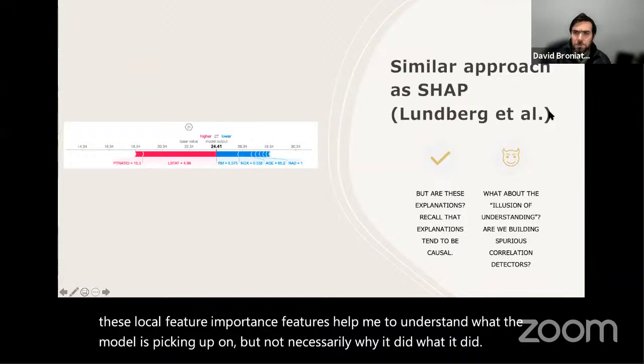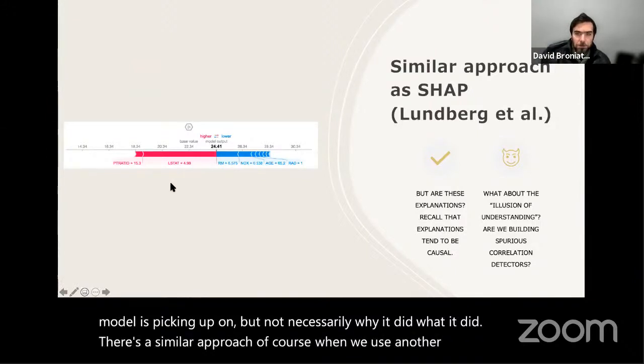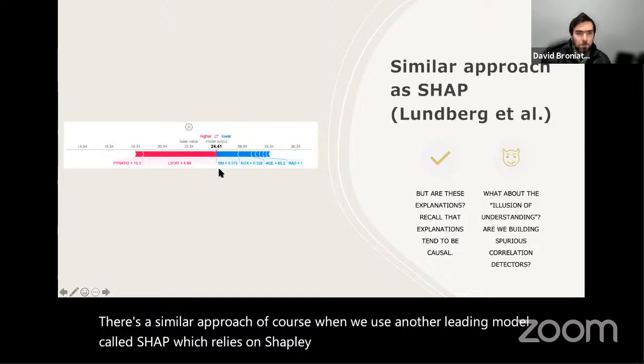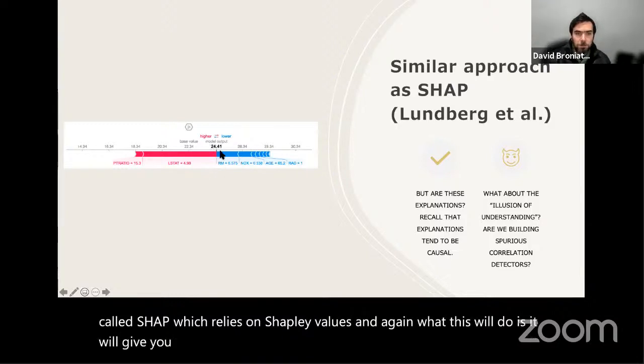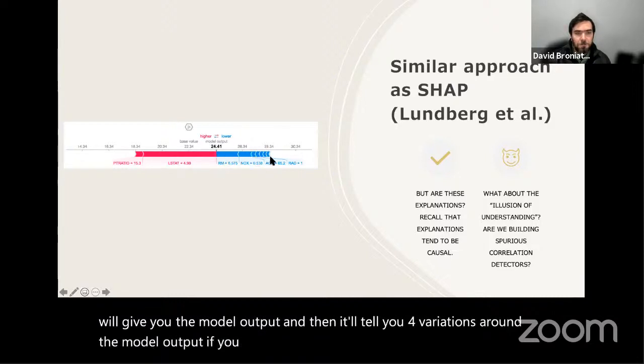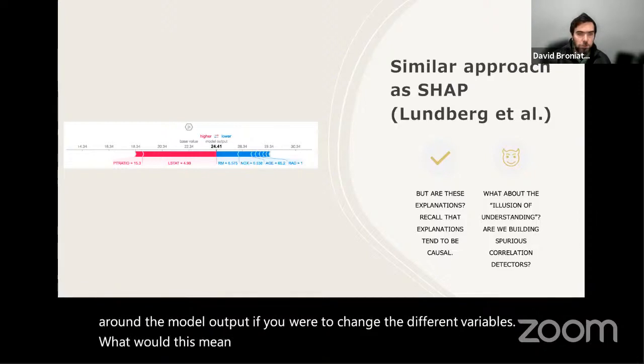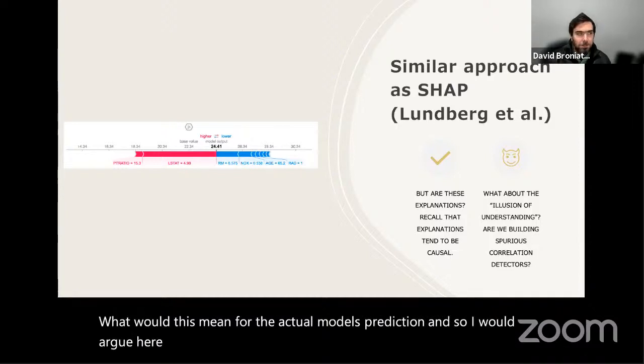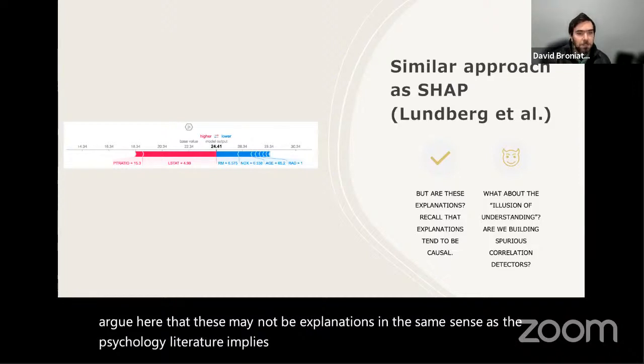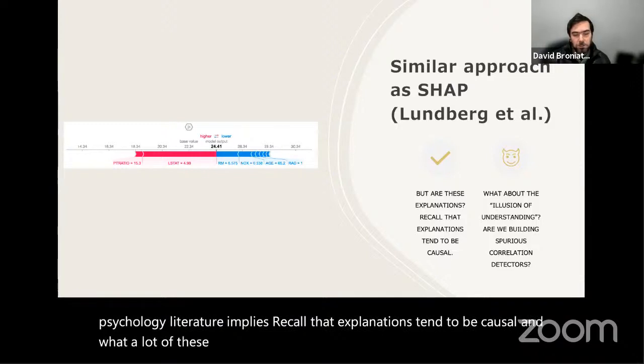There's a similar approach, of course, when we use another leading model called SHAP, which relies on Shapley values. Again, what this will do is give you the model output, and then it'll tell you, for variations around the model output, if you were to change the different variables, what this would mean for the actual model's prediction. I would argue here that these may not be explanations in the same sense as the psychology literature implies. Recall that explanations tend to be causal, and what a lot of these explainable algorithms are doing is presenting a localized correlation.